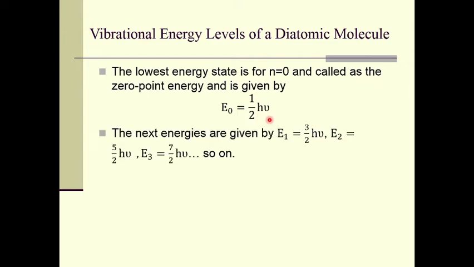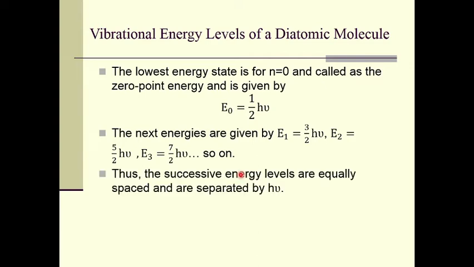The next energies are given by E1 equals 3/2 h nu. So we know that by putting n equals 1, we get E1 equals 3/2 h nu. By putting n equals 2, we get E2 equals 5/2 h nu, and by putting n equals 3, we get 7/2 h nu, and so on. So we get different energy levels by putting in the values of the vibrational quantum numbers.